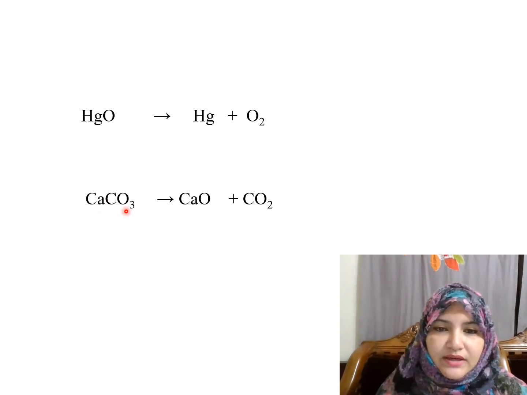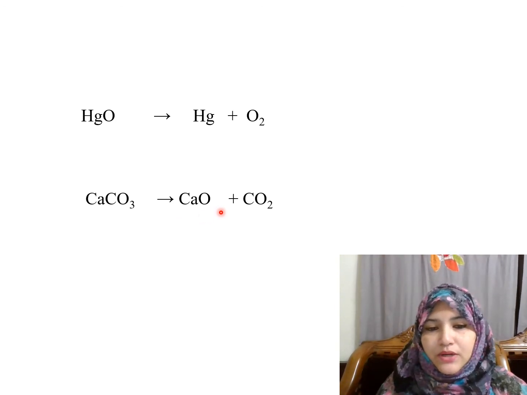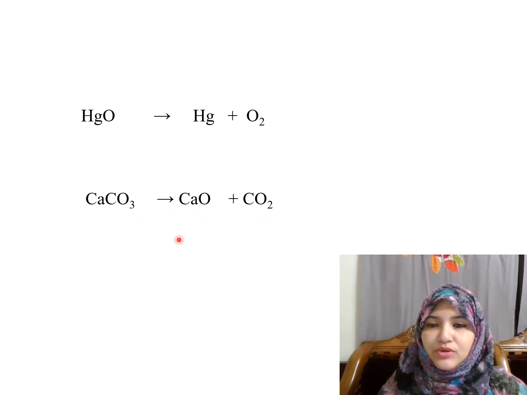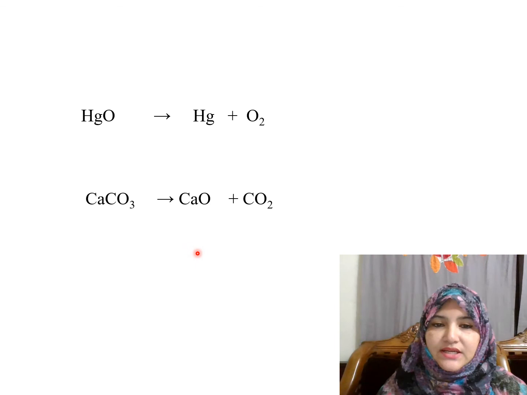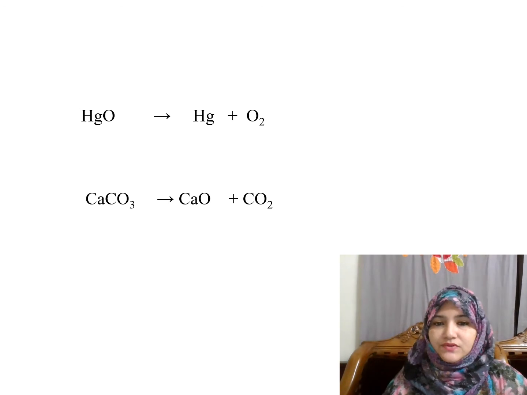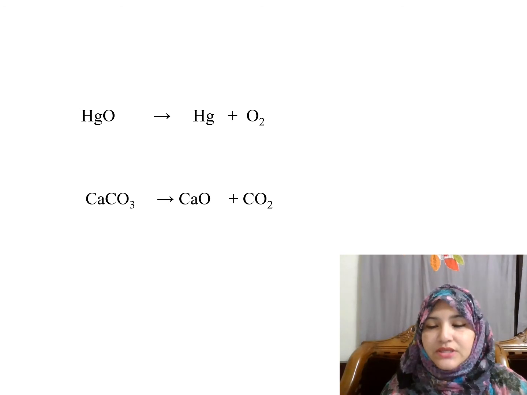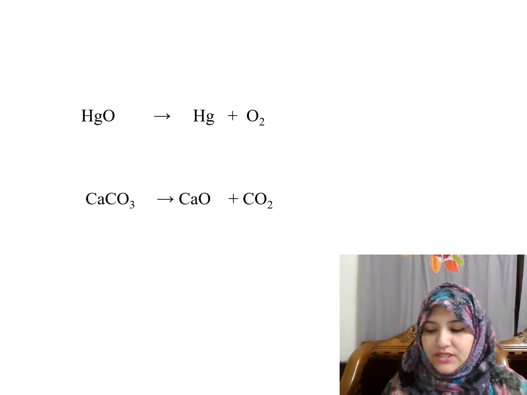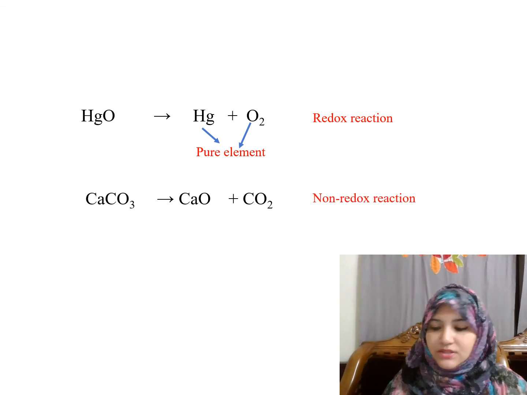And in the second example here, there are no pure elements. All we have are compounds: calcium carbonate, calcium oxide, carbon dioxide, all are compounds. So the second example is not a redox reaction. That's a quick way to tell if it's a redox reaction or not. And you can also prove it using oxidation number or oxidation state, okay. This has pure elements, so this is a redox reaction, and this is a non-redox reaction.